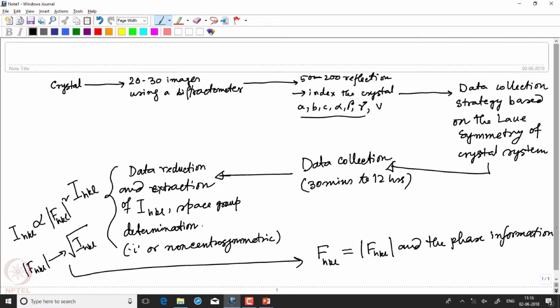So the structure factor F(hkl) has two parts, the amplitude and the phase. The amplitude of the structure factor comes from the square root of intensity, but the information for phi, the phase, is missing. So this problem that we now encounter is called the famous phase problem in X-ray crystallography.